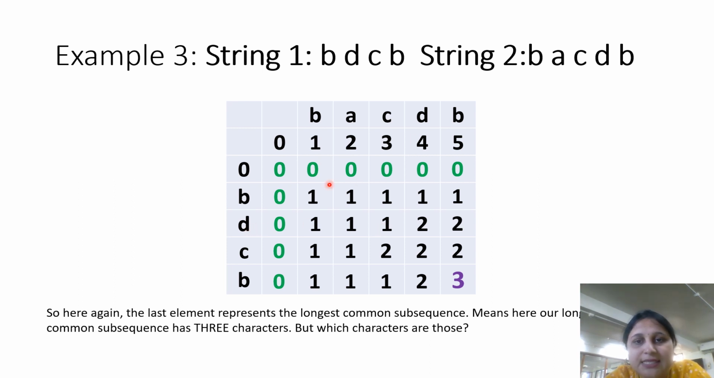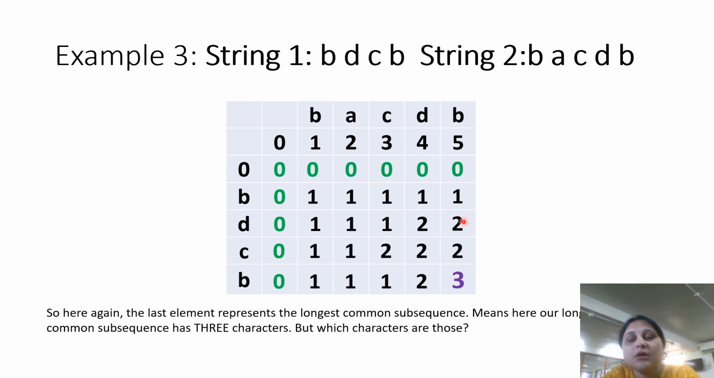Now next is D. Is it matching with D? Yes. So what do we do? We write in this cell the diagonal element plus 1. The diagonal element is 1. So 1 plus 1 is 2. Okay. So I have written 2 here. Now D. Is it matching with B?